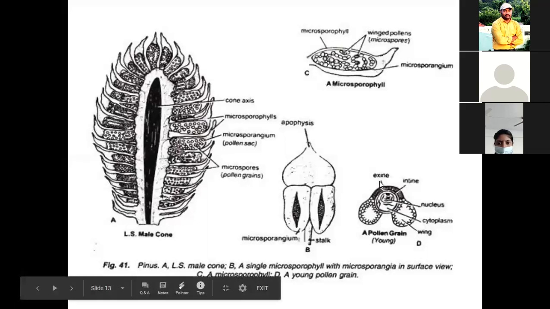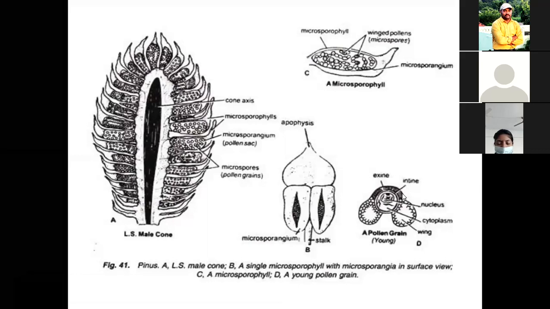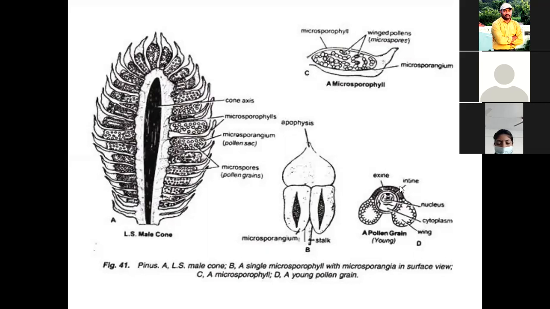The pollen grain contains exine and intine layers. See children, one extra layer is also present between the exine and intine. The layer is called exointine. The exointine develops into wing-like structures. At the center of the pollen grain, a haploid nucleus and cytoplasm are present. Between the two wings, a pore-like structure is present, called the pollen pore.